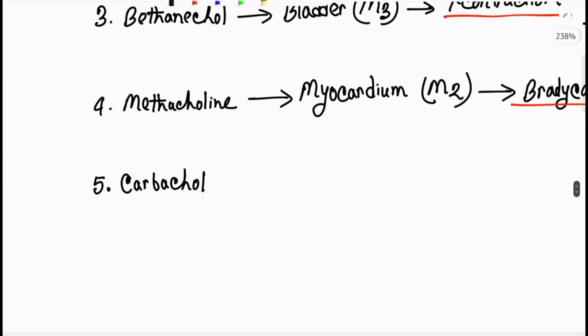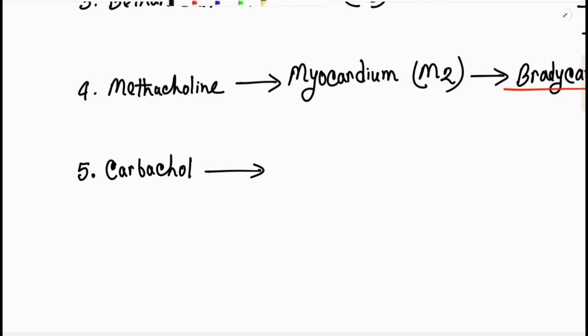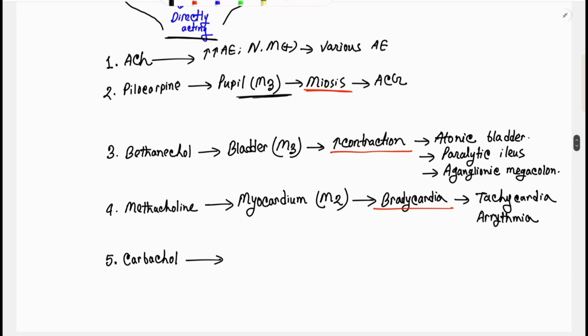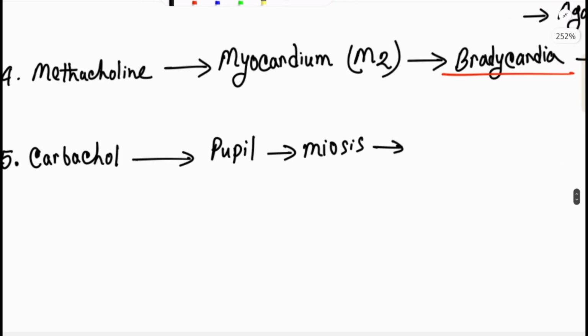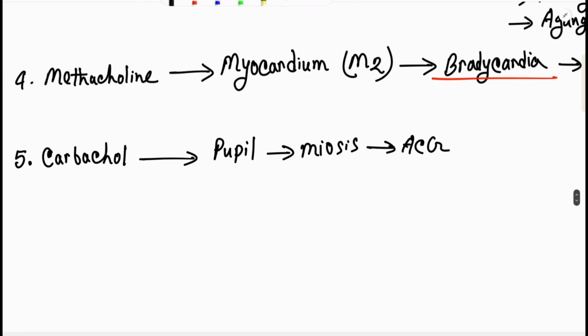And our last drug here is carbachol, which stimulates both muscarinic and nicotinic receptors. It has the maximum power of stimulating nicotinic receptors. We need to remember one use of carbachol, which is the same as pilocarpine, M3 stimulation. When carbachol is topically used on the eye, it causes stimulation of pupillary M3 receptor, which will lead to miosis, and miosis can help in angle closure glaucoma. Again, the mechanism we will discuss in anti-glaucoma drugs.